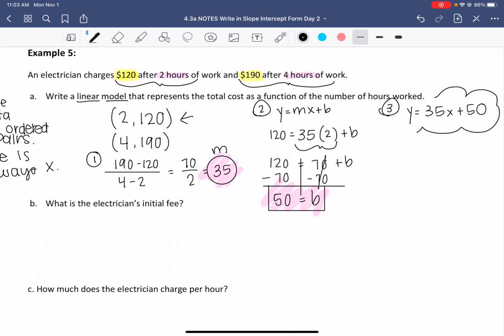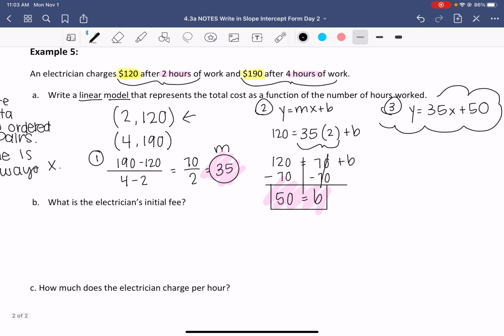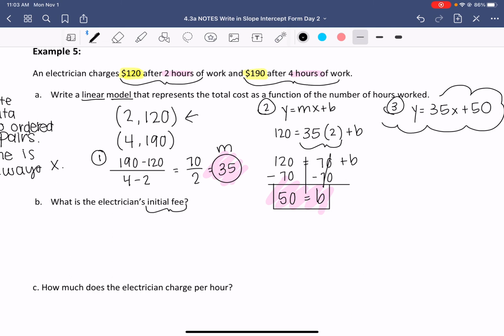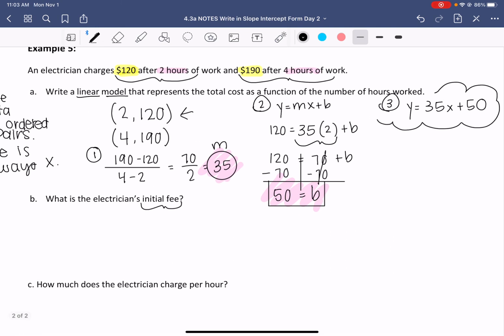So this is the linear model that represents the pay of an electrician versus the number of hours worked. The question is, what is the electrician's initial fee? When you see the words initial fee, starting point, initial charge, whatever it is, it's always going to be your y-intercept. So our y-intercept is 50 here. Anything that states a beginning will always be a y-intercept.